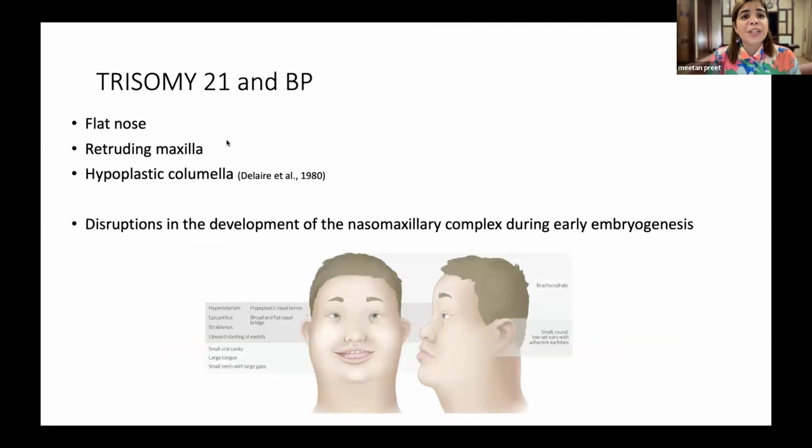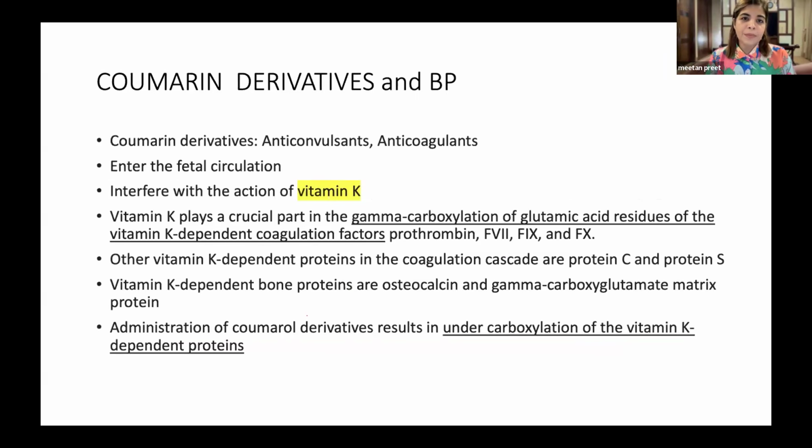As far as trisomy 21 goes, we all know that these babies, they have a broad and a flat nasal bridge. Any disruption in the development of the nasomaxillary complex during early embryological life will give us this broad and flat nose. Coumarin derivatives, again anticonvulsants and anticoagulants, they interfere with the action of vitamin K, they interfere with the vitamin K cycle, and hence they lead to undercarboxylation of these vital bone proteins.